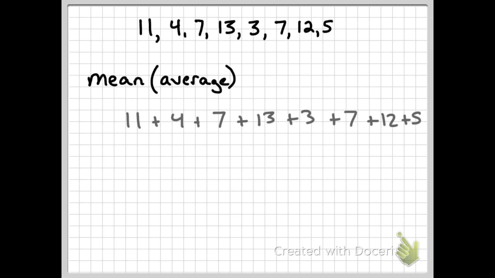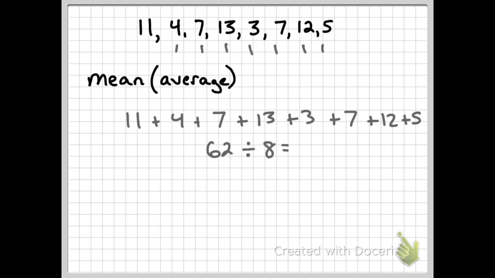After I add this up, we end up getting 62. Let me just add it again, just to make sure. So it is 62. Then we're going to divide. To decide what we're going to divide by, we look at how many numbers we have. So we have 1, 2, 3, 4, 5, 6, 7, 8. So we divide by 8.